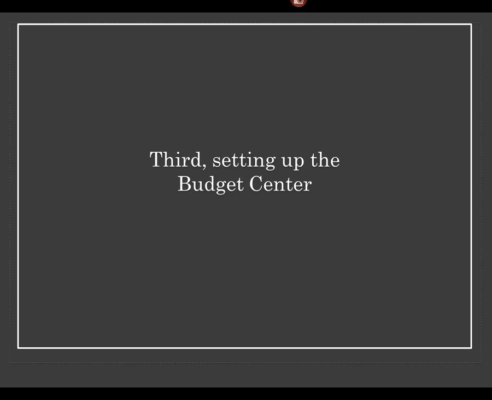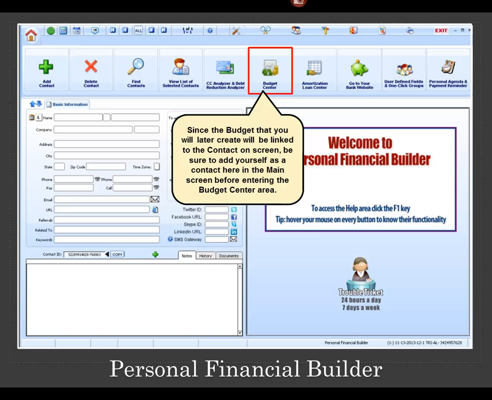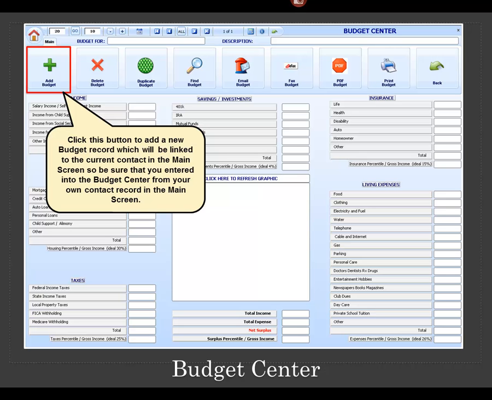Third, setting up the budget center. Since the budget that you will later create will be linked to the contact on screen, be sure to add yourself as a contact here in the main screen before entering the budget center area. Click this button to add a new budget which will be linked to the current contact in the main screen. So be sure that you enter into the budget center from your own contact record in the main screen.